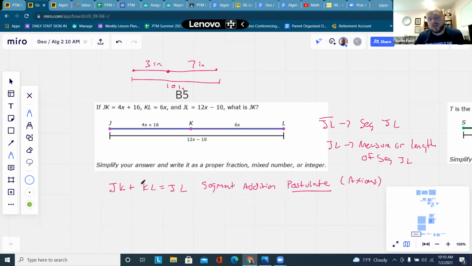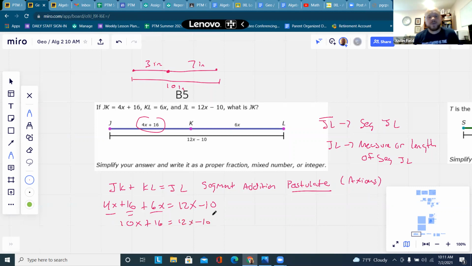So now, what we're going to do, since they gave us expressions, is we're going to substitute in those expressions. So JK is 4x plus 16. KL is 6x. And JL is 12x minus 10. I think they do this because they don't want you to get too rusty on your algebra. All right, so combine the like terms. 10x, 16, that's it, plus 16.